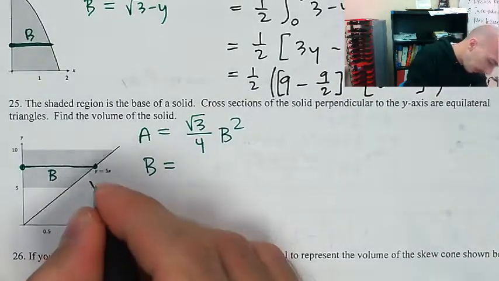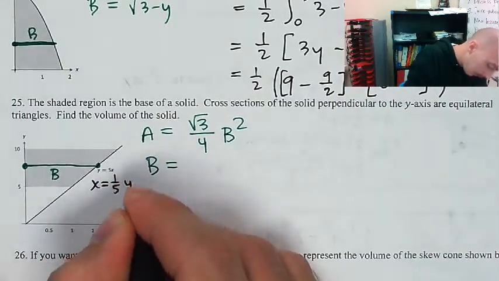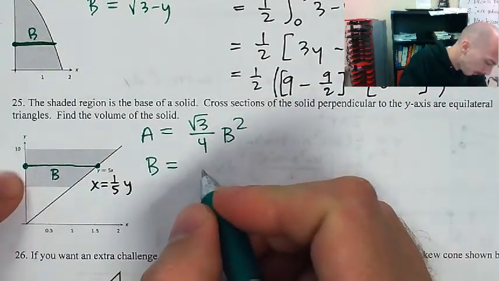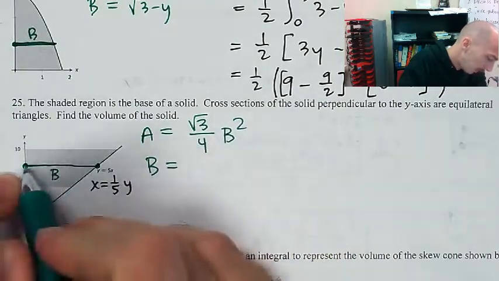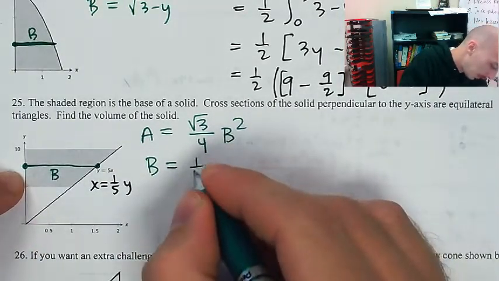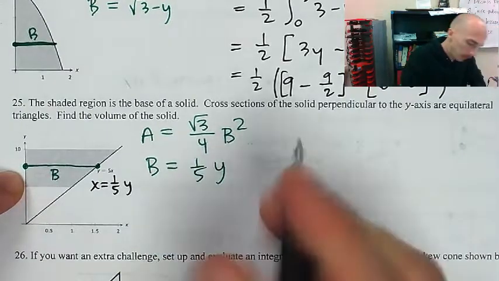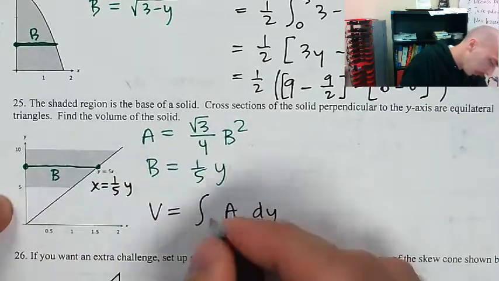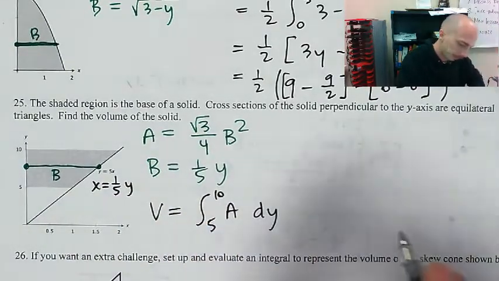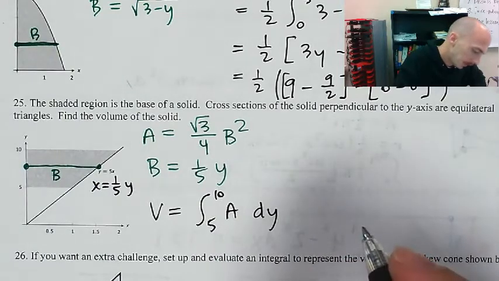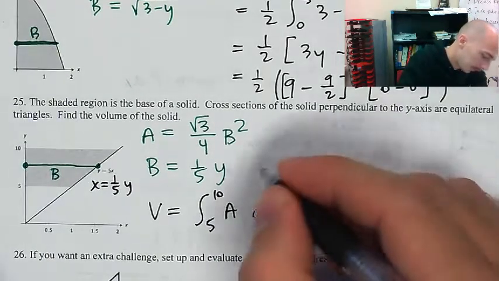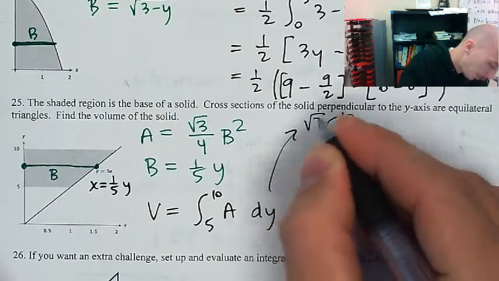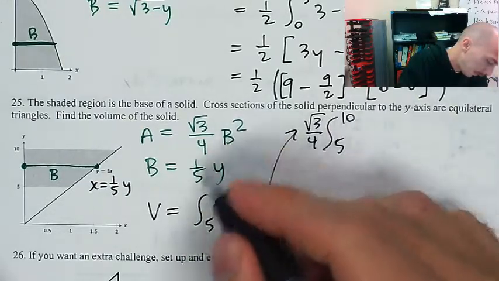If y equals 5x, x equals 1/5 of y. And so the base is x equals 1/5 y minus x equals 0. So 1/5 of y. We know that volume equals the integral of area. In this case, y runs from 5 to 10. And then, let's go back up here. Say this is the integral from 5 to 10 of root 3 over 4 multiplied by base squared.